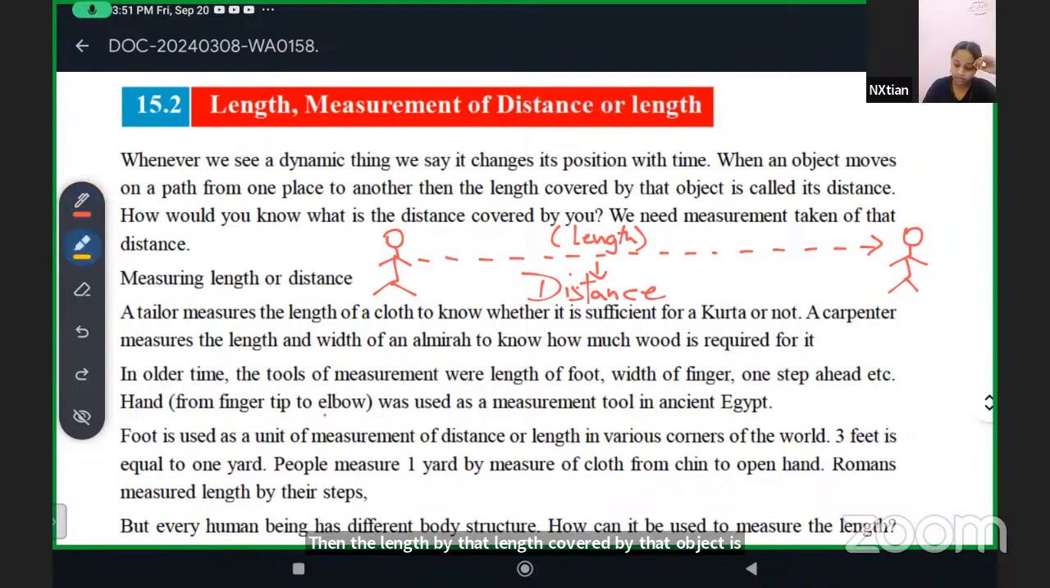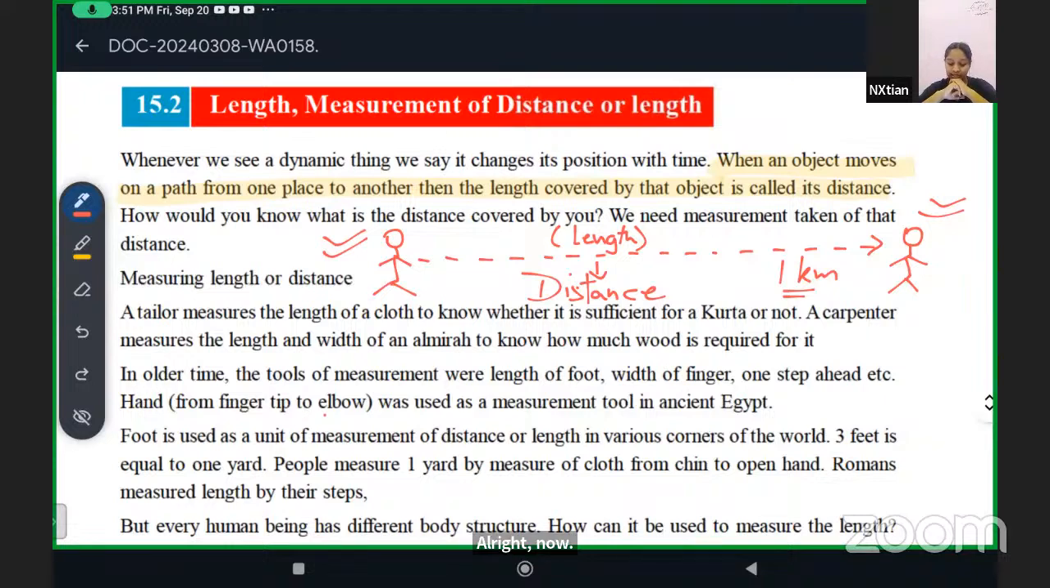So this person moved on this path. Before, he was in this place, and he came to this place. So this was the length covered by him. Suppose the length covered by him is 1 kilometer. So this will be the distance that he has moved. 1 kilometer. Alright.